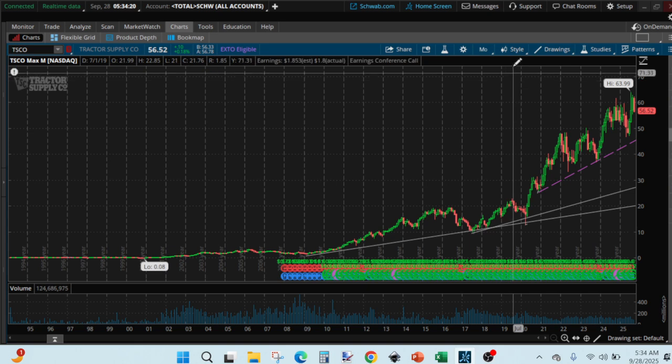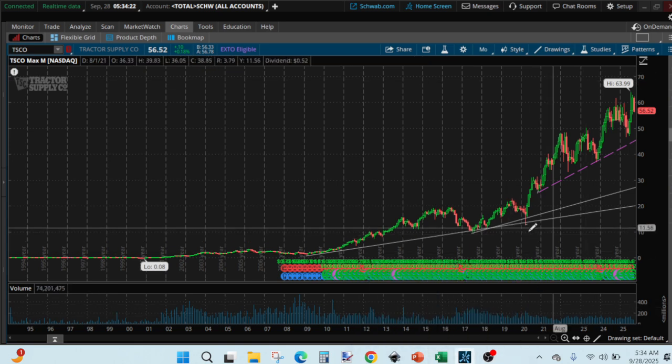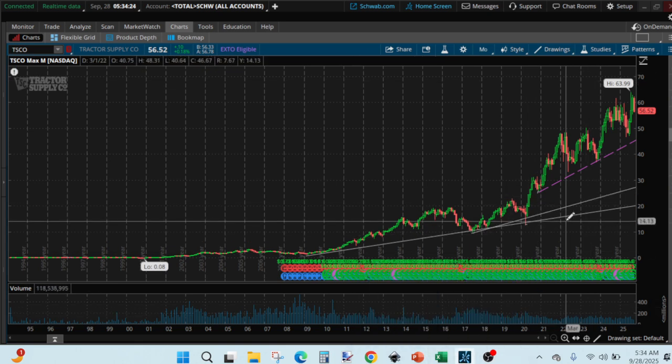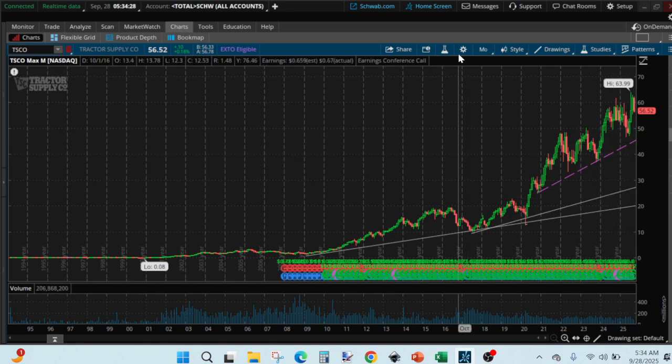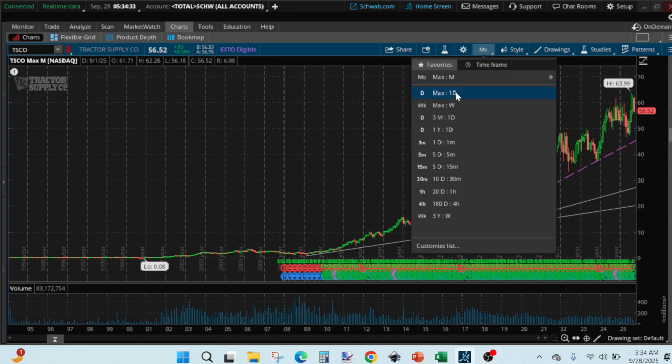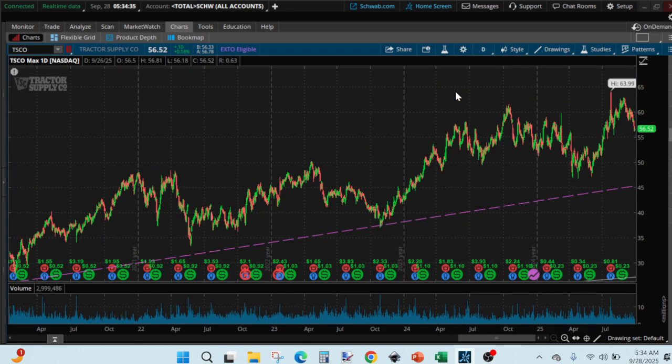So this is uptrending, and in your spreadsheet you can mark it as upward. If you have a lot of jagged teeth, you can put growth and dip. I like to mark it either upward or growth and dip. Now that you are done with the maximum monthly chart, you can come back to the maximum daily chart. That's the chart you will use to analyze stocks, to trade, to buy stocks, to sell stocks.